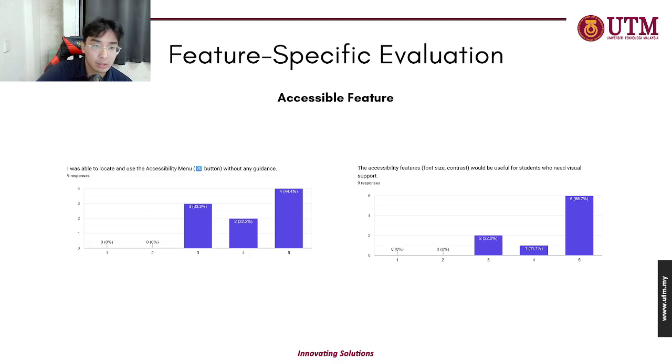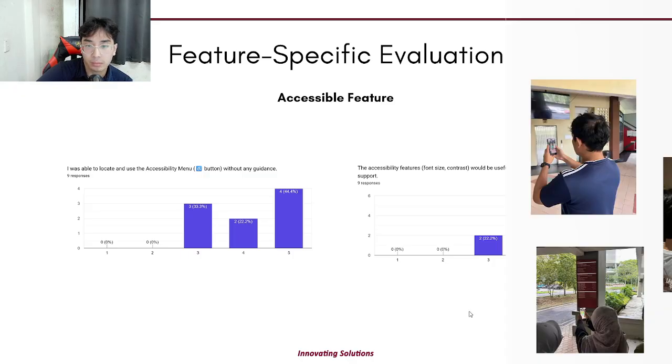For the accessibility features, only 9 respondents answered this evaluation. Mostly they know how to use the accessibility features without any guidance, and features like font size and contrast are very useful for those who need visual support.